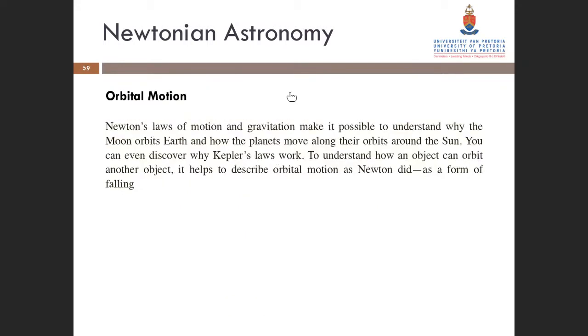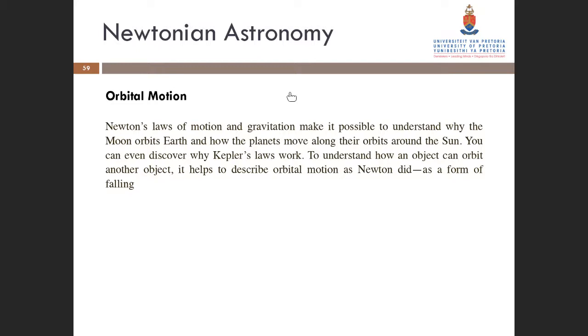And now we're starting to get to the interesting part of astronomy and also a bit of an interesting part of physics, and that is orbital motion. So Newton's laws of motion and gravitation make it possible to understand why the moon orbits the Earth and how the planets move along their orbits around the sun. You can even discover why Kepler's laws work.